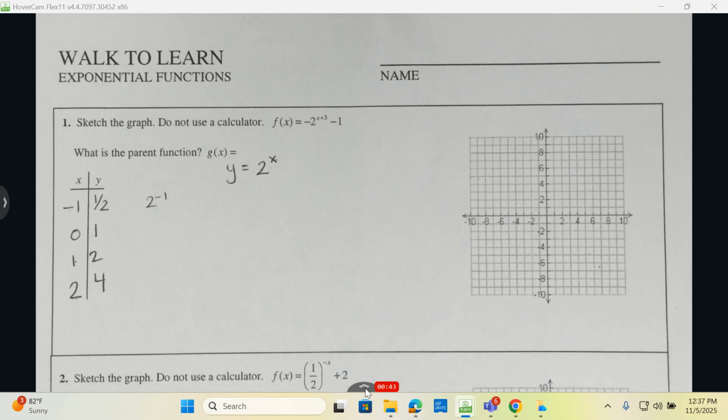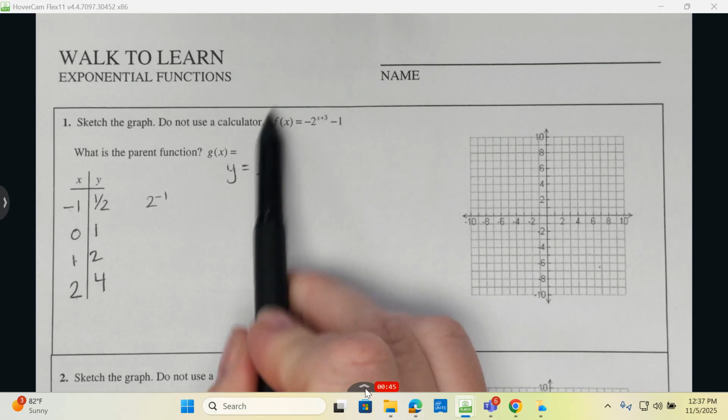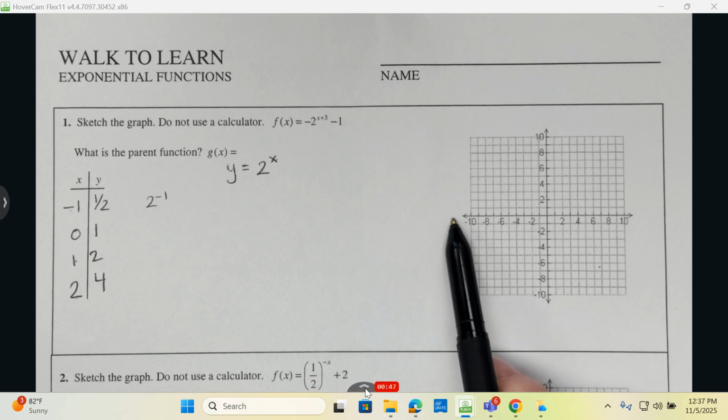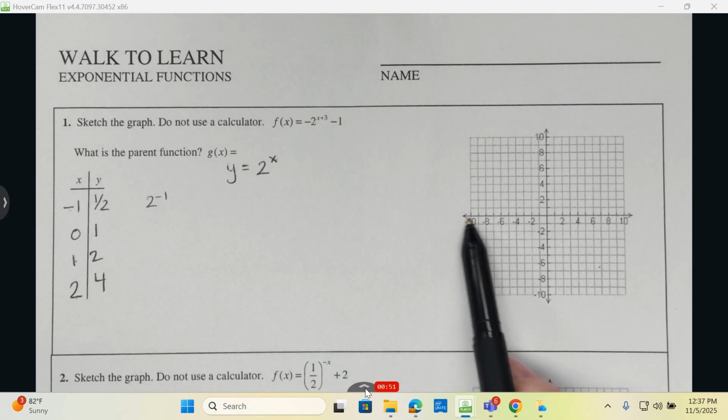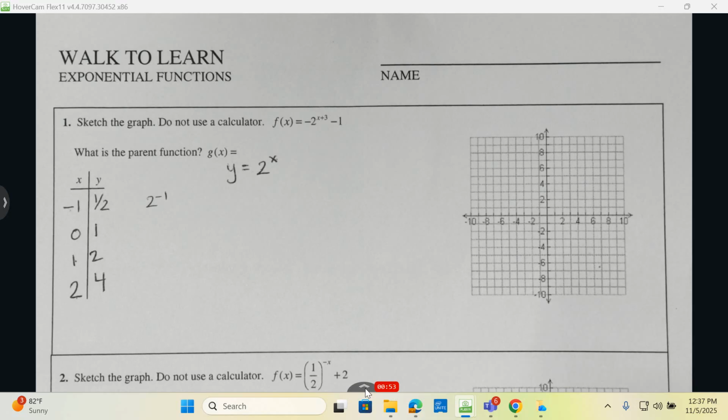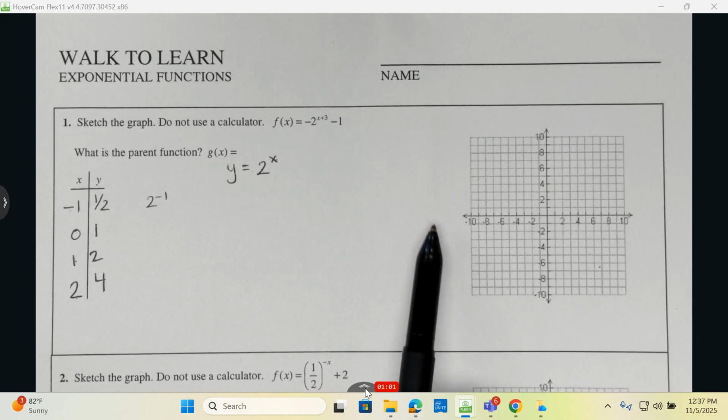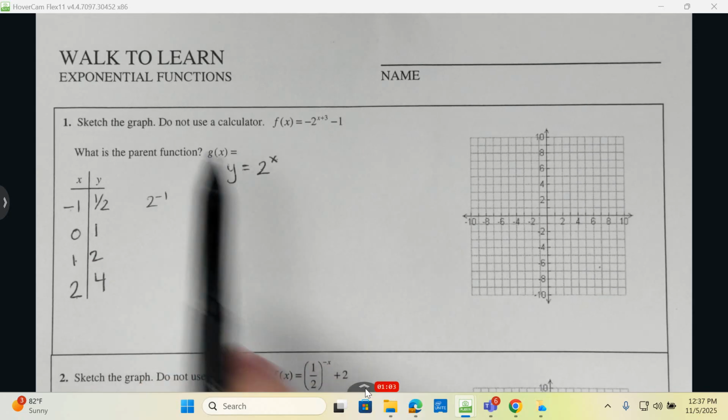Now let's look up above and see what we have. We know that with exponential functions, we have a horizontal asymptote that aligns with the x-axis, so y equals 0. But don't get that confused: with logarithms, we have the vertical asymptote that aligns with the y-axis, so it's just opposite for our exponential functions.